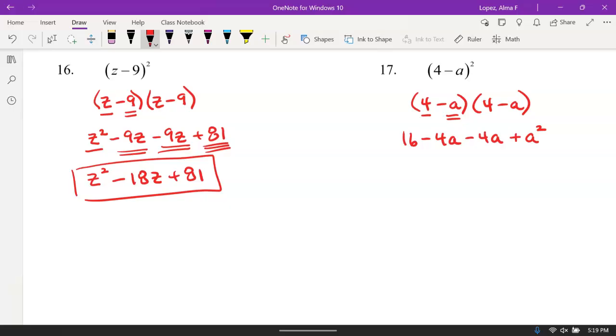Now let's write the answer in descending order and combine like terms at the same time. We've got one a squared term, and we know it's got to go first. The a terms are going to go next. Got two of those, negative 4a and negative 4a, combined to make negative 8a. And I've got one constant. I'll bring him down last.